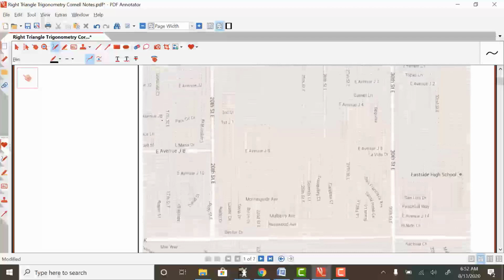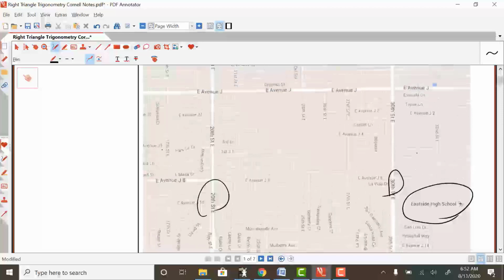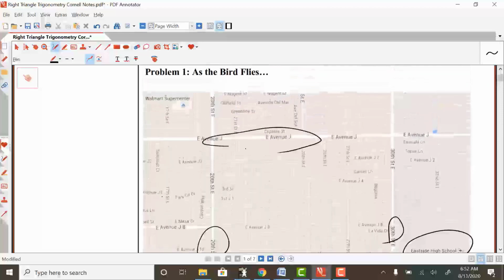So you have East Side High School over here. You have Avenue K right here. You have 30th right here, 20th right here. You have Avenue J right here. You have Walmart right here.